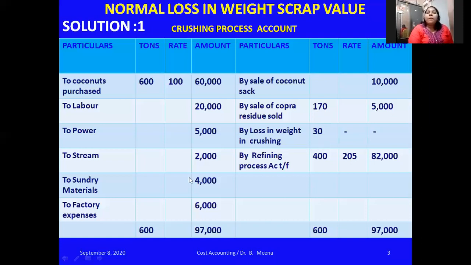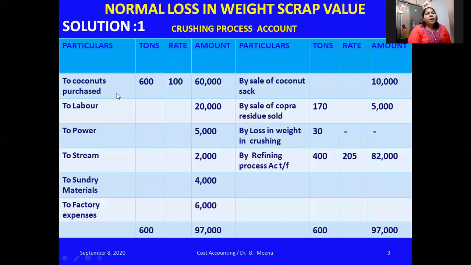30, the remaining balance. I repeat, 400 plus 170 came around 570. So 570 minus 600, what is the loss in weight? So loss in weight, I will not mention the rate and amount because we don't have the scrap value as per this problem. Okay. So this is the way how I completed the crushing process.